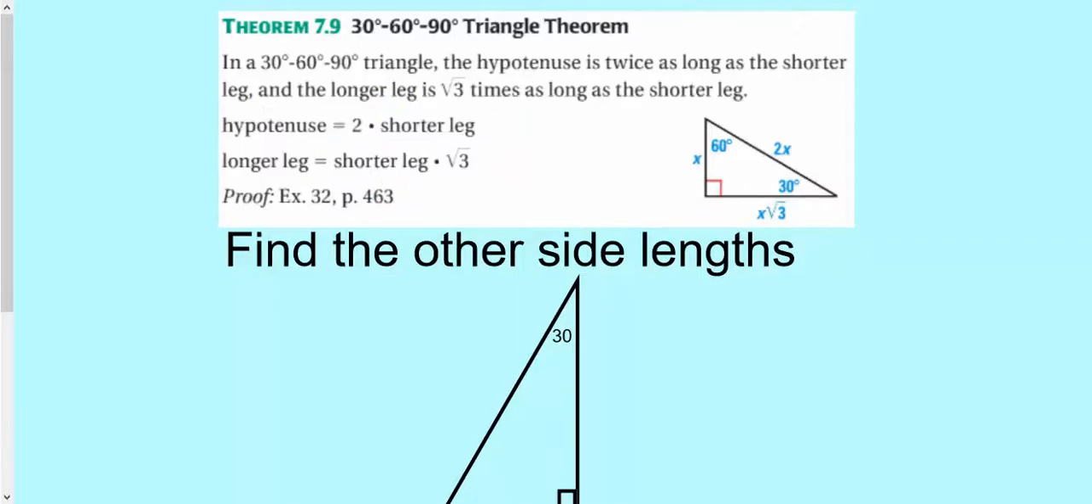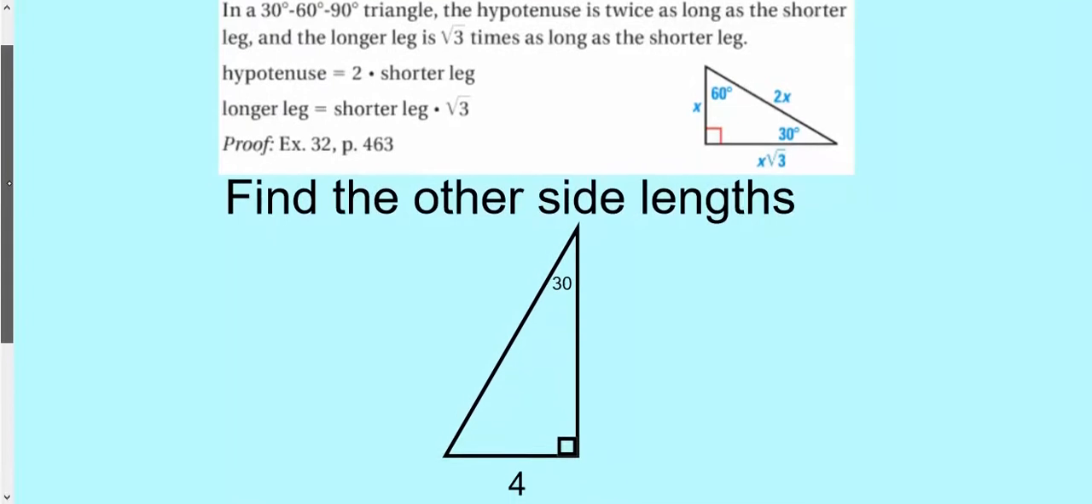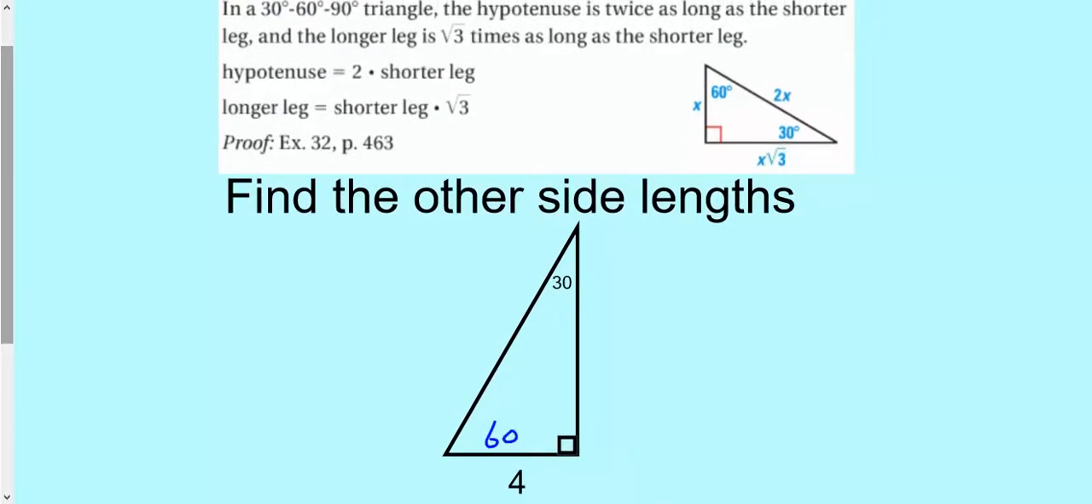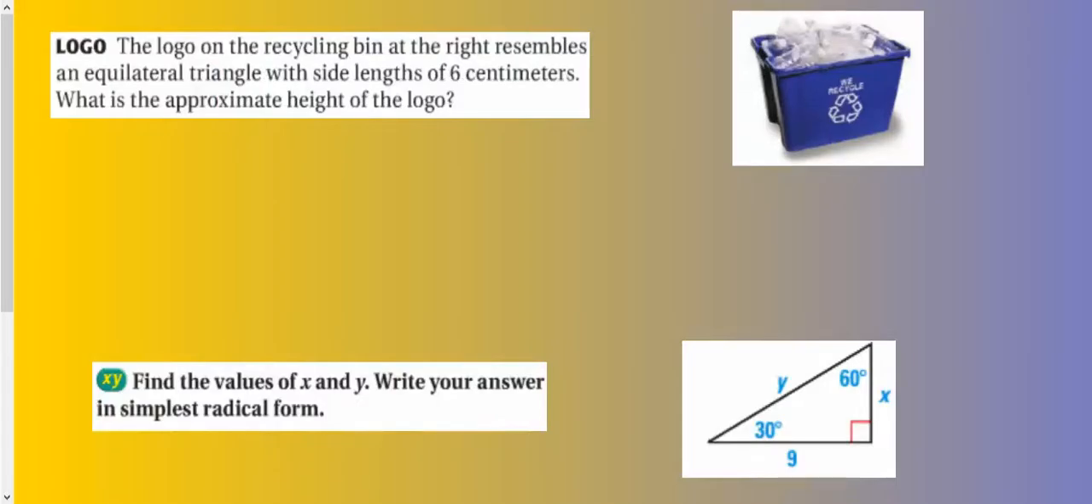So we're going to do some sample problems here using that information. So here I have the shorter leg. It's a 30, 60, 90 triangle. If I double that, it gives me the hypotenuse. If I multiply the shorter leg by root 3, it gives me the longer leg. So these are meant to be really, really quick questions that you can go through easily.